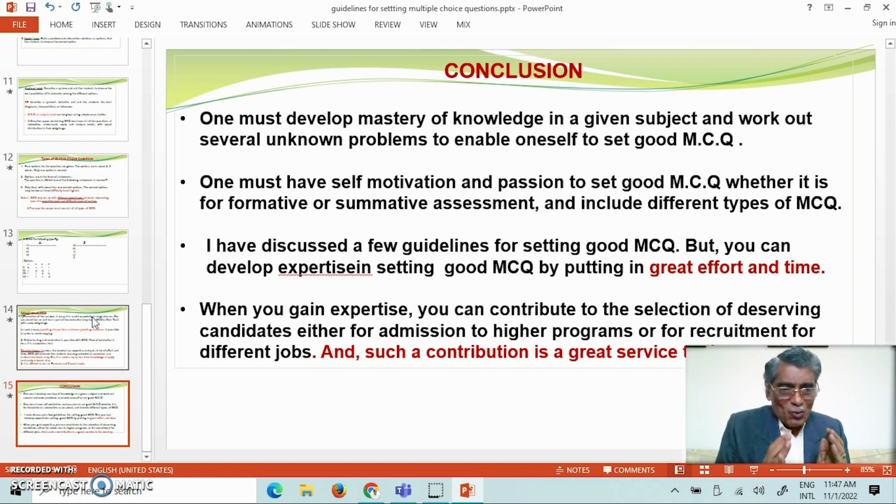One must have self-motivation and passion to set good MCQ, whether it is for formative assessment or summative assessment, and include different types of MCQ. I have discussed a few guidelines, sir, but you can develop expertise in setting good MCQ by putting in great effort and time. When you gain expertise, you can contribute to the selection of deserving candidates, either for admission to higher programs or for recruitment for different jobs. And such a contribution is a great service to the country. Thank you very much, sir.